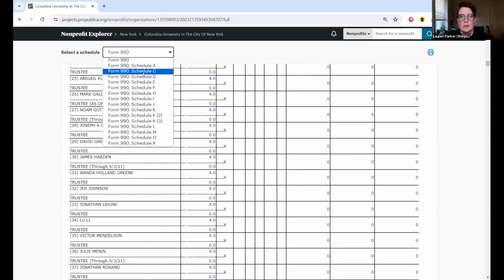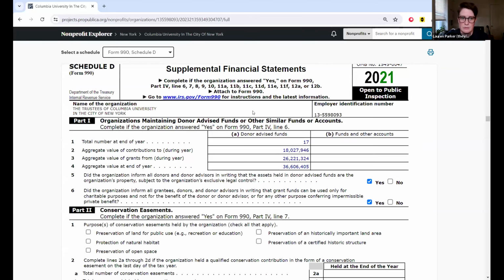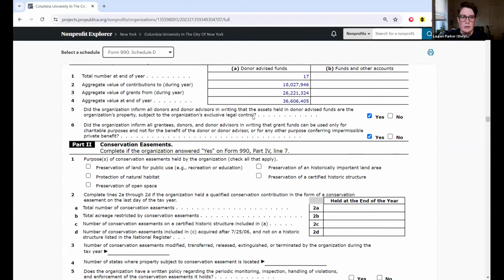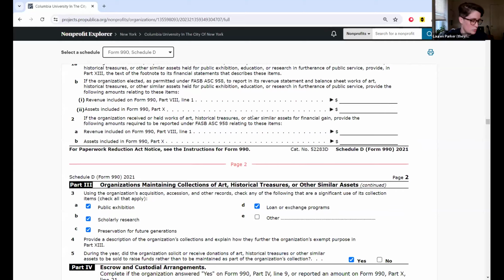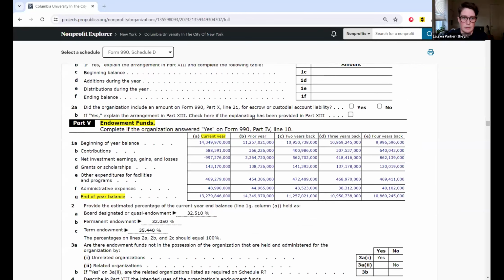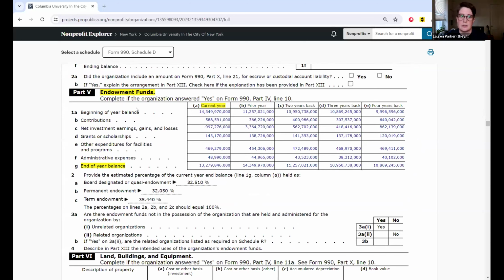Let's now jump over to Schedule D to look at a couple pieces of information, or maybe just one piece of information. You can scroll down, and if we go to Part 5, here we go, we see more information about the endowment. You'll notice there's this table here with a couple years of information. If you're trying to get the most recent year, it's in column A, and you want to look at the end of year balance. So we see at the end of this filing year 2022, Columbia had an endowment of over $13.2 billion. Again, a helpful figure to have in your back pocket as you're developing your campaigns.